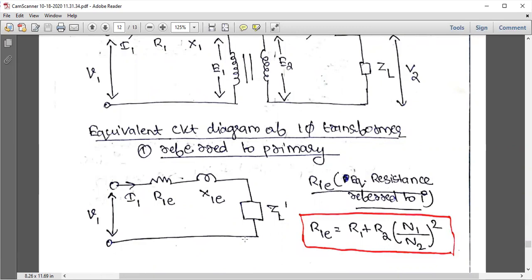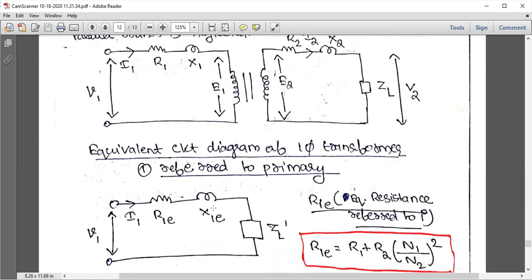In some textbooks, we can find R01 and X01 also. Here I have used R1E, so you can use either. Only be careful while taking the turns ratio. Since we are bringing it to the primary, R1 will remain as it is, then plus R2. R2 cannot be used just as it is, we have to bring it. So R2 will become R2 into N1 by N2 the whole square.